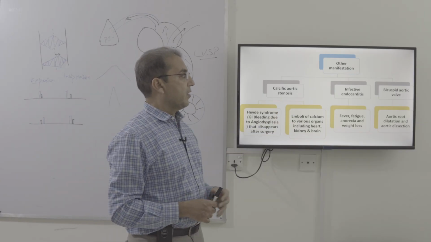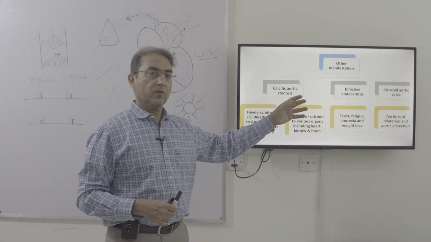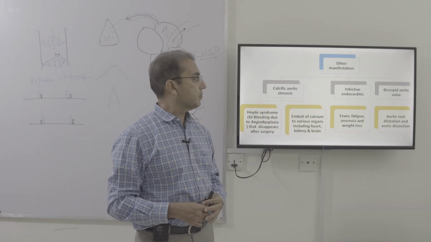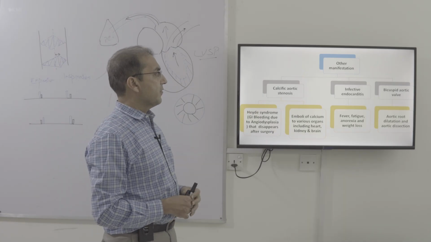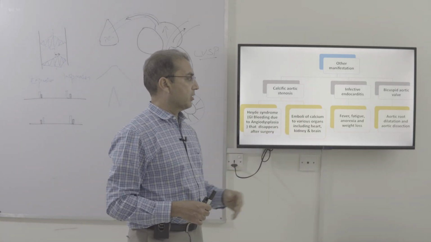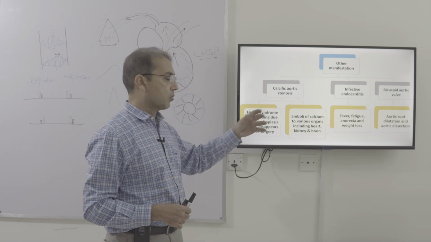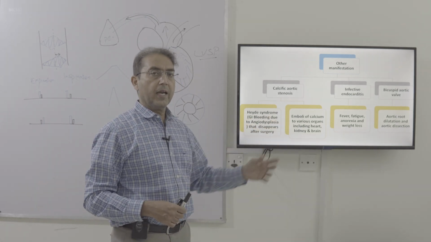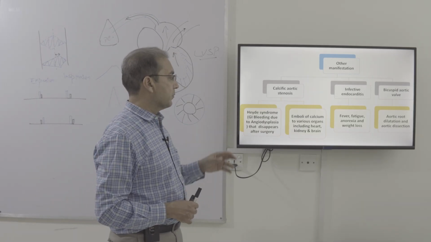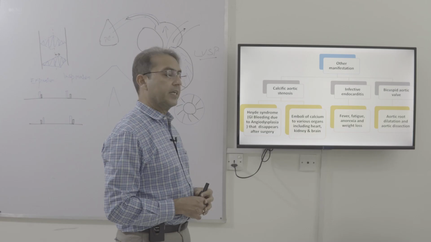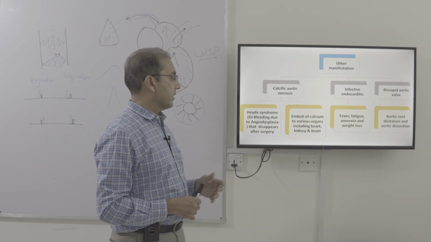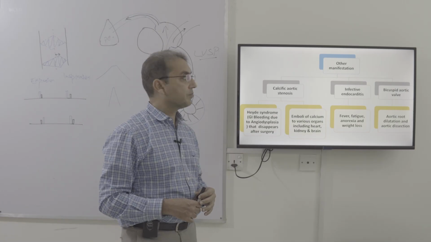Then the patient may have infective endocarditis. They may present with vague symptoms like low fever, fatigue, anorexia, and weight loss. Then calcific aortic stenosis is associated with emboli of calcium to various organs. The emboli can go to the heart, to the brain, to the kidney, and cause problems in those organs. Then there is Heyde syndrome, which is because of bleeding from the GI tract, as angiodysplasias are formed. These angiodysplasias generally disappear after the surgery.